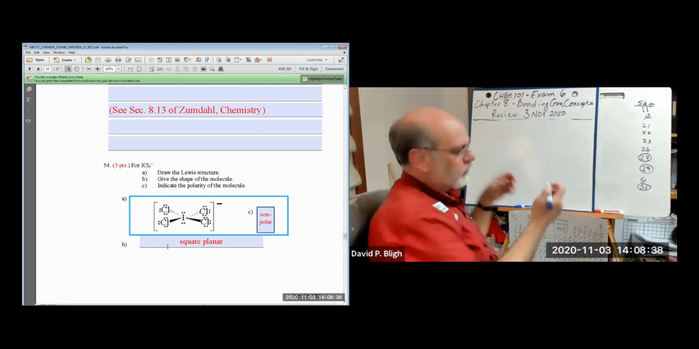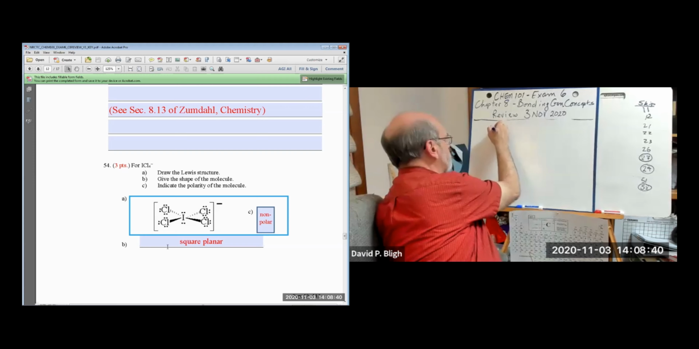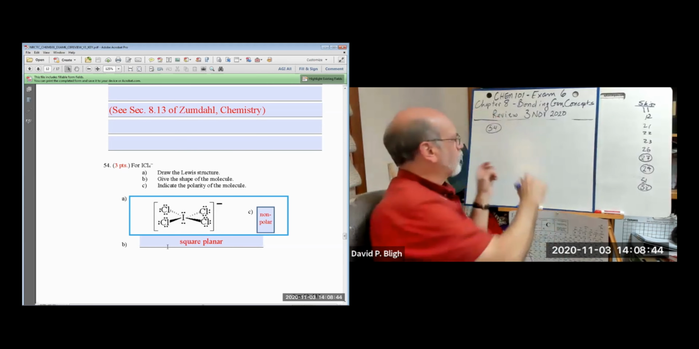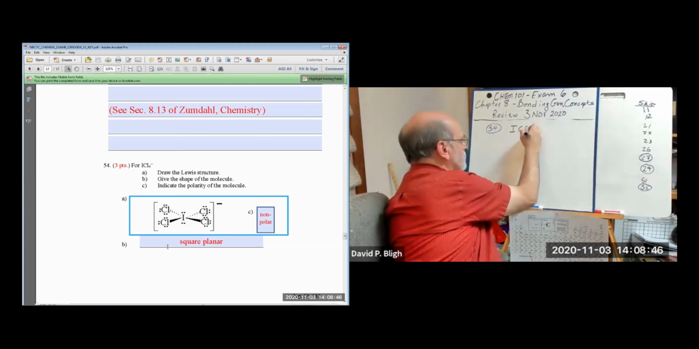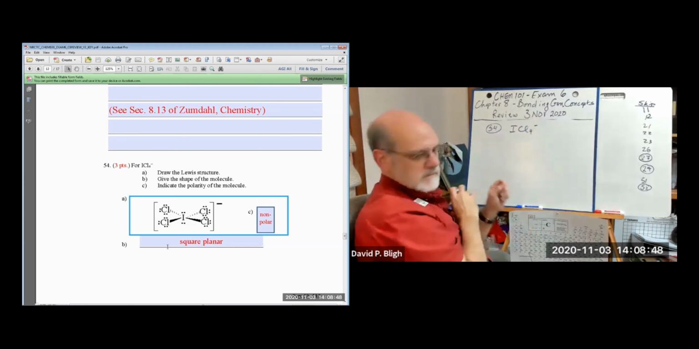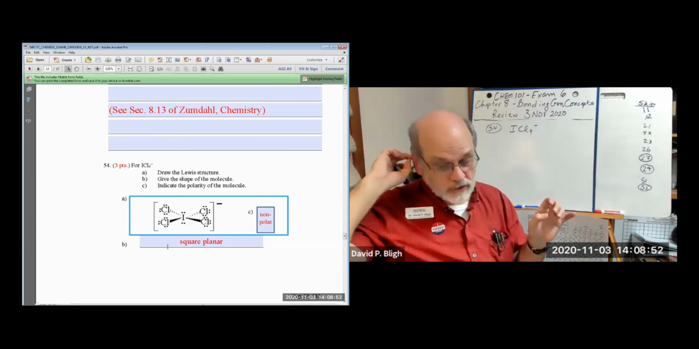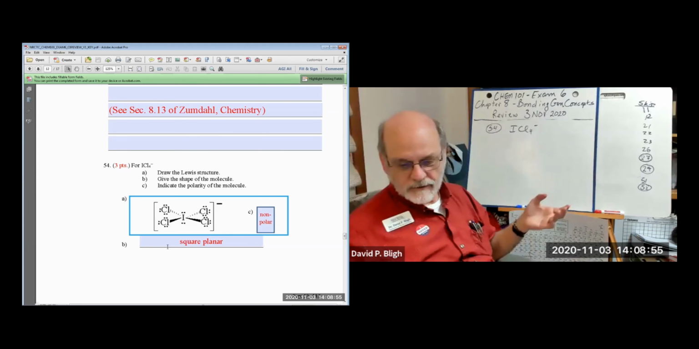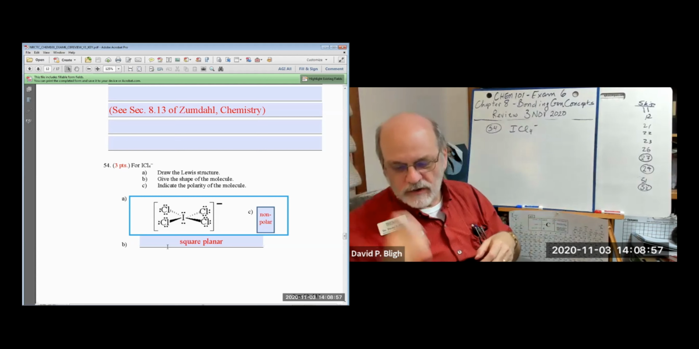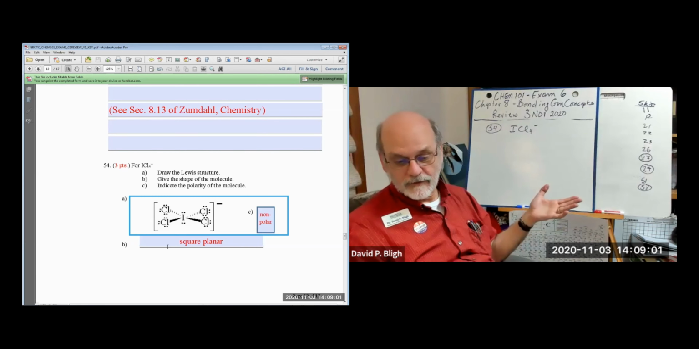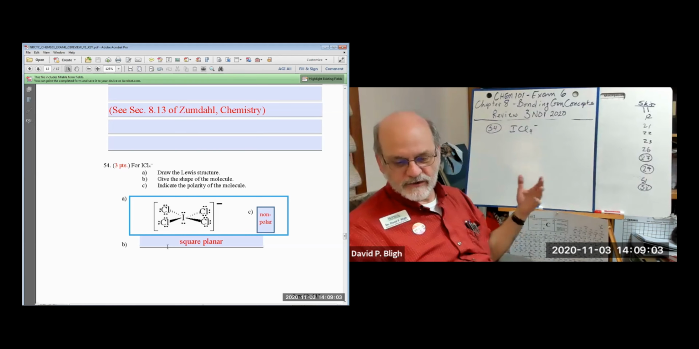Now we're going to do 54. Okay, if we're given ICl4 minus, the question is for A, what's the Lewis dot structure? All right, so we'll do that one. Give the shape of the molecule, indicate its polarity. We have to do the Lewis dot structure first anyhow. So we'll do it first, and then we'll answer B and C.